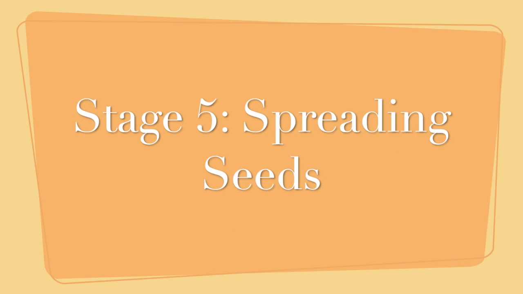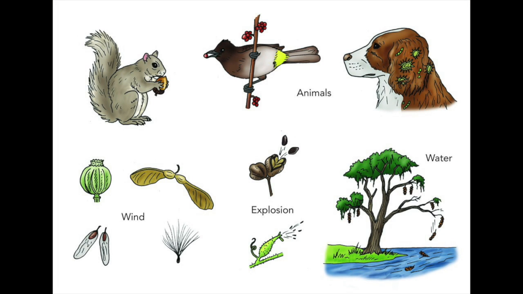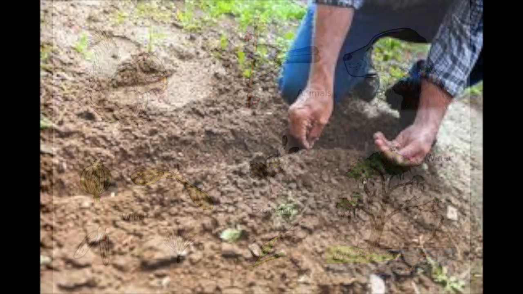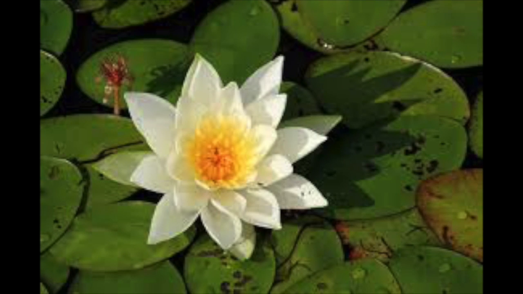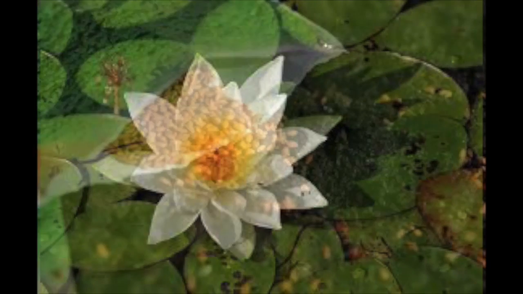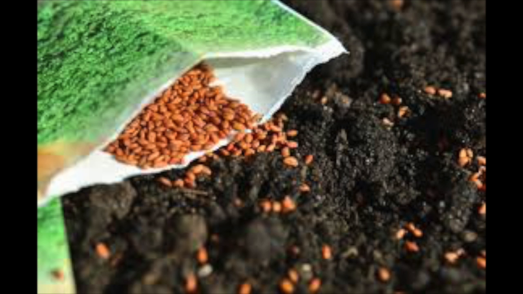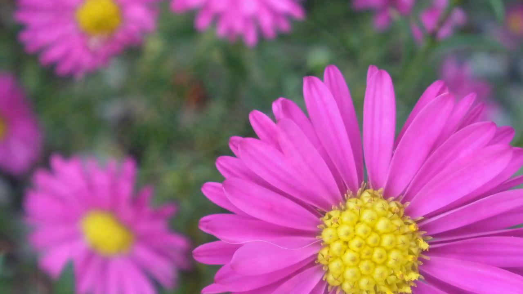Seed spreading is the final stage in the plant's life cycle. Seeds are spread in many different ways. Some are scattered by the wind, while others rely on animals to spread the seeds for them. Humans spread many seeds intentionally by planting a garden. Water lilies depend on water to spread their seeds. Once the seeds fall to the ground, the plant life cycle starts all over again.